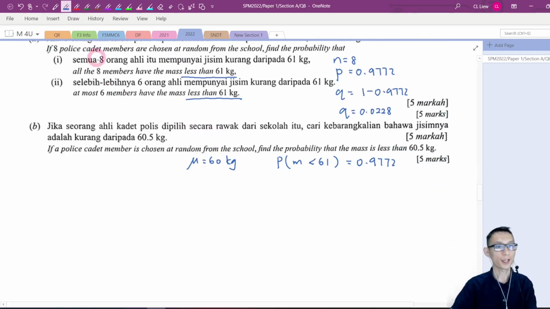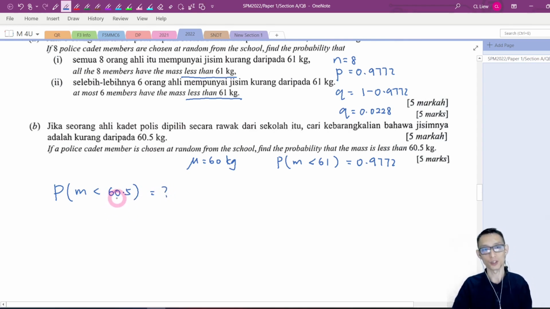Now let's look at part B. If a police cadet member is chosen at random from the school, find the probability that the mass is less than... you notice that this one is no longer less than 61 kilogram, but less than 60.5 kilogram. So how do we solve this? Now, we are looking for this body mass. I just use M, less than 60.5. So we are looking for this one.